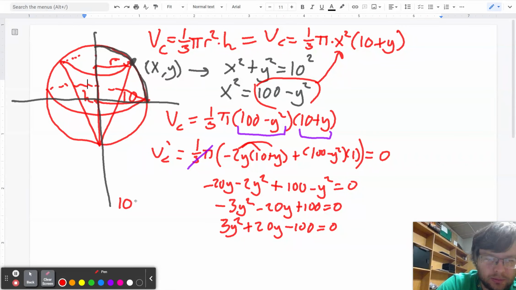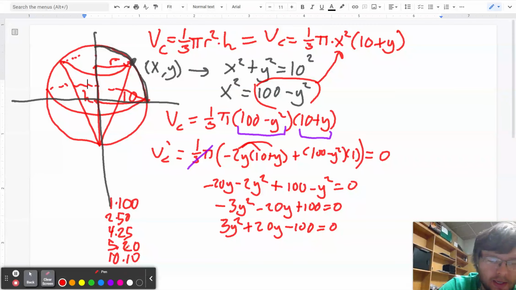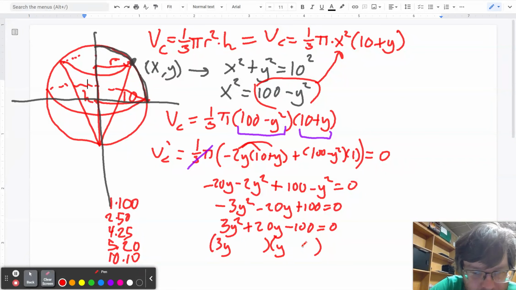So maybe we have, let's see, you could do 1 times 100, 2 times 50, 4 times 25, 5 times 20, or 10 times 10. And if I wanted to get 3y squared, it'd have to be 3y times y. And I just don't think this is going to work out. Maybe it will with the 10s, of course. 10 here and 10 there.